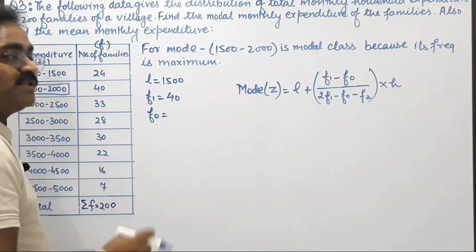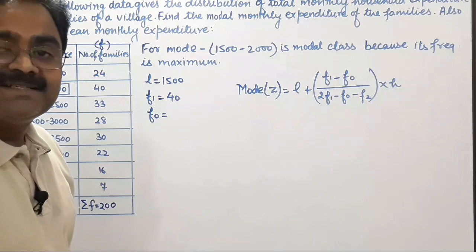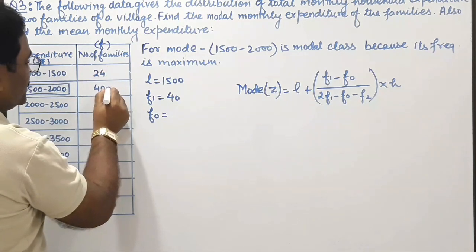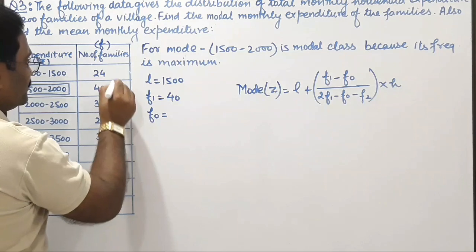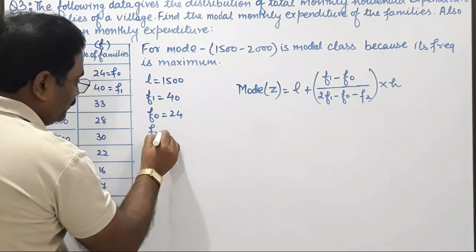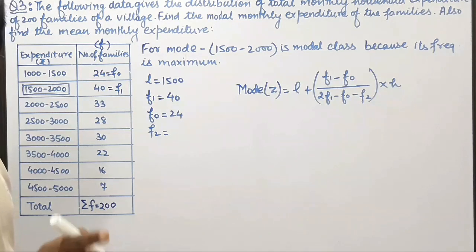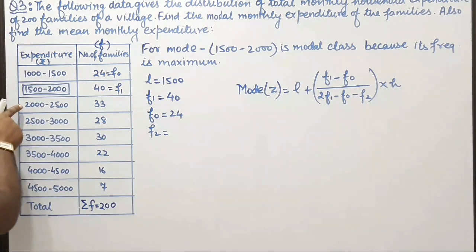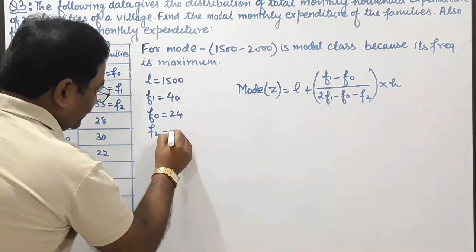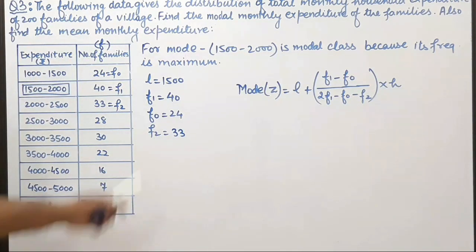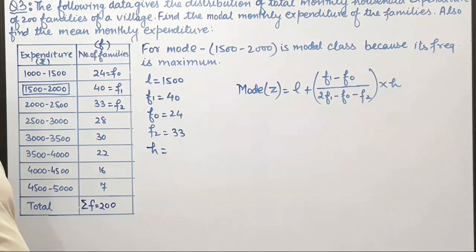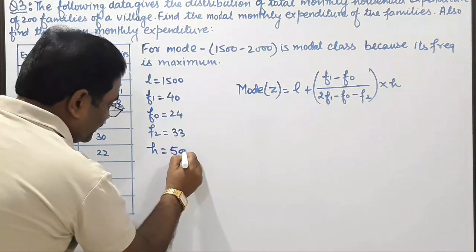After that F0. F0 is the frequency of the class preceding the modal class, the frequency of the class just before the modal class. Its frequency is 24, so F0 is 24. Now F2 is the frequency of the class succeeding the modal class, the class just after it. So F2 is 33. Now the value of H is the size of the class, which is 1000 to 1500, meaning 500 difference between them.